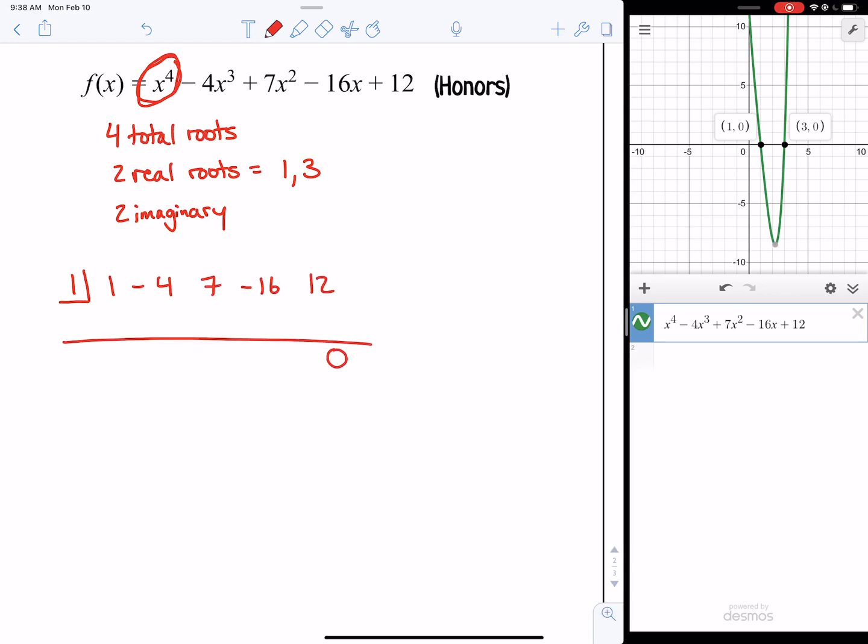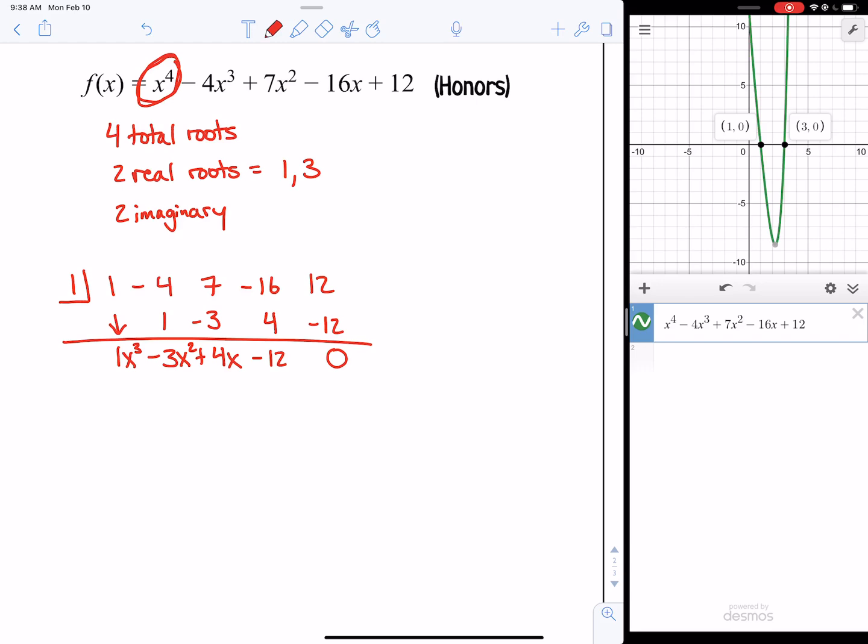All right, so we know we should end up with a 0. So I'm going to go ahead and put that down there. 1 times 1 is 1. Negative 4 plus 1 is negative 3. Negative 3 times 1 is negative 3. 7 plus negative 3 is 4. 4 times 1 is 4. We get negative 12, and they add up to 0. So what you have here is a cubic polynomial. We need to reduce it one more time to be quadratic.